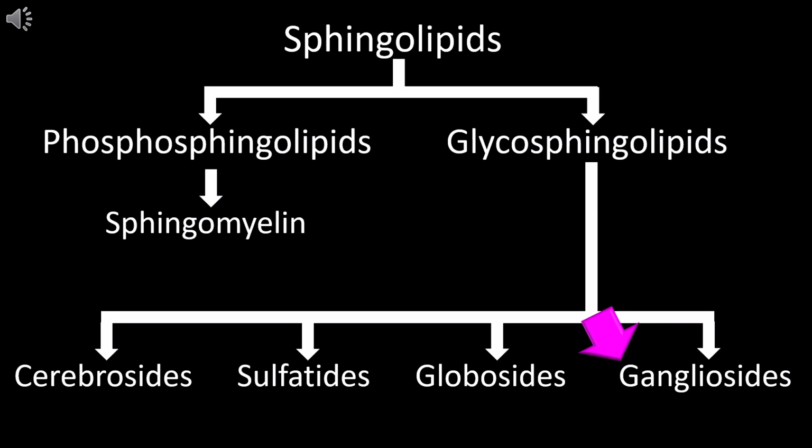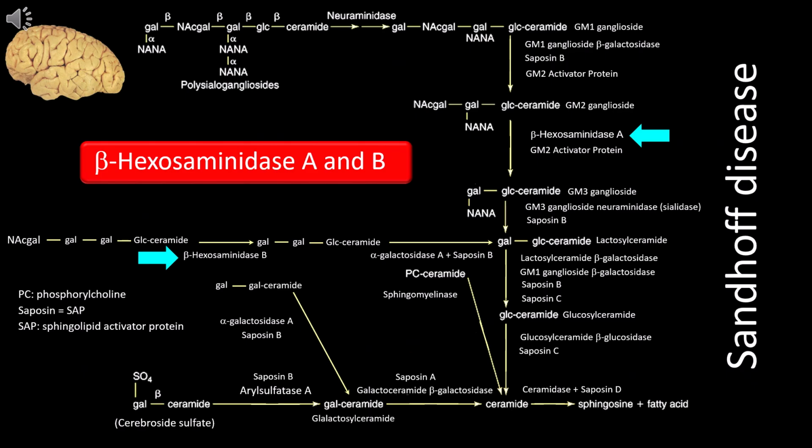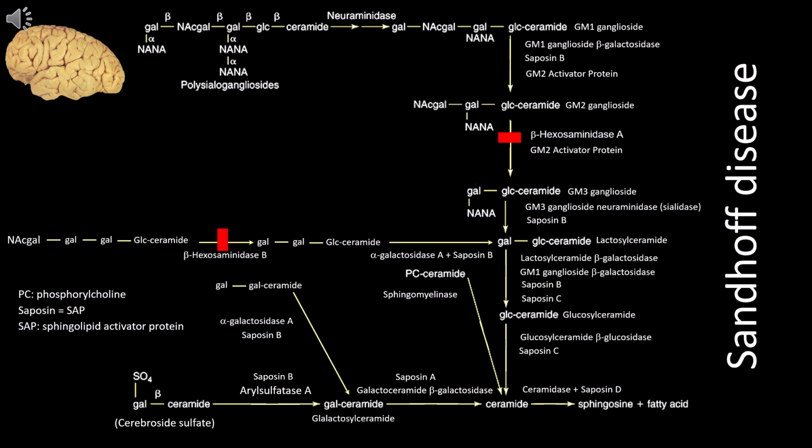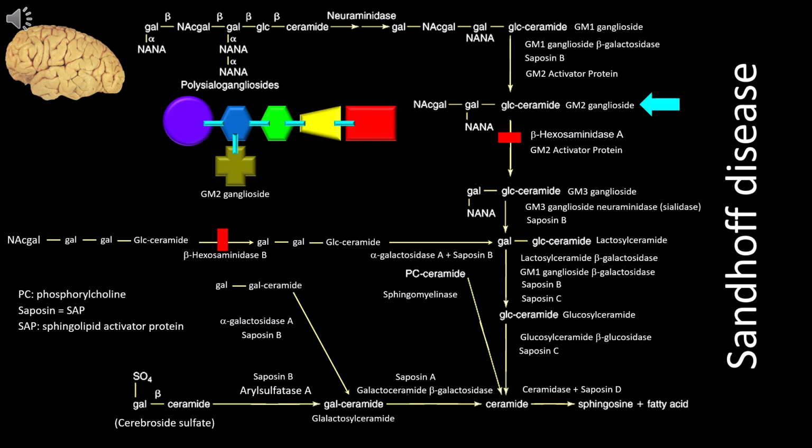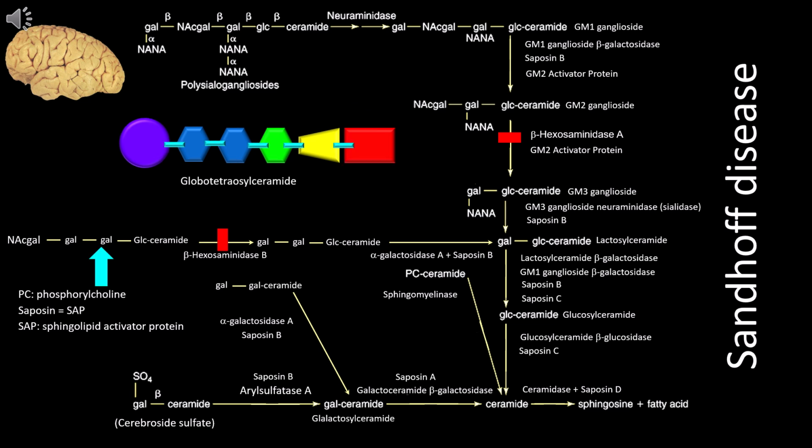Sandhoff involves the ganglioside and globoside pathways. The enzymes involved are beta-hexosaminidase A and B, blocking the conversion of globotetraosylceramide to globotriaosylceramide and the conversion of GM2 to GM3. As a consequence of these blocks, GM2, lyso-GM2, and globotetraosylceramide accumulate.